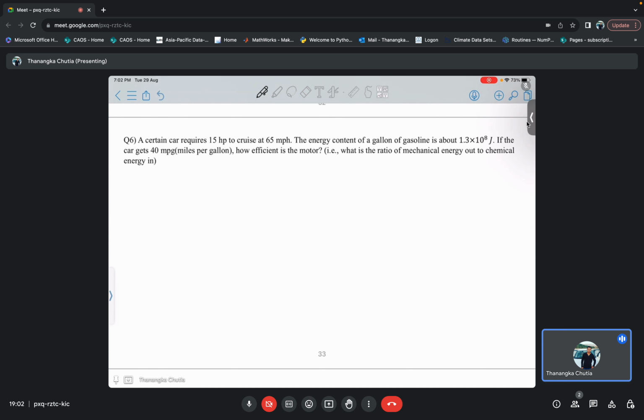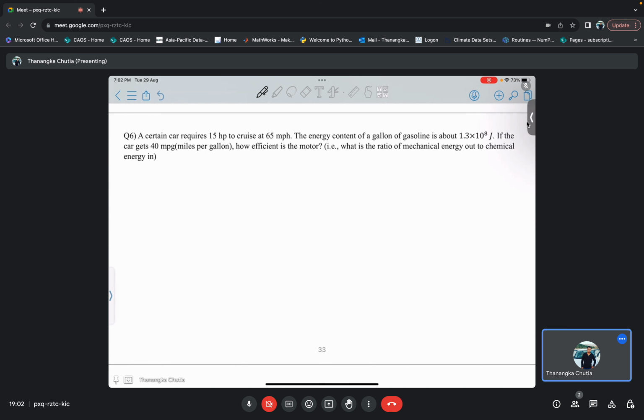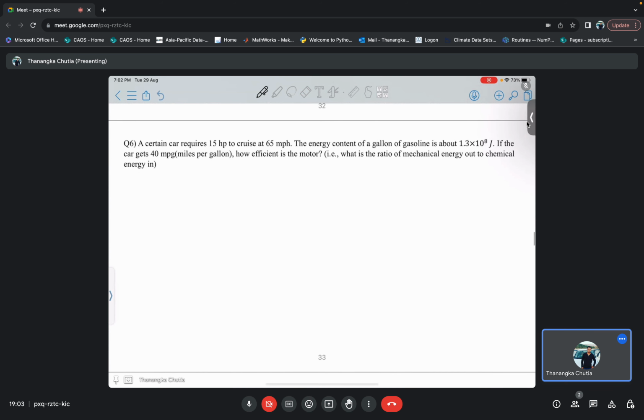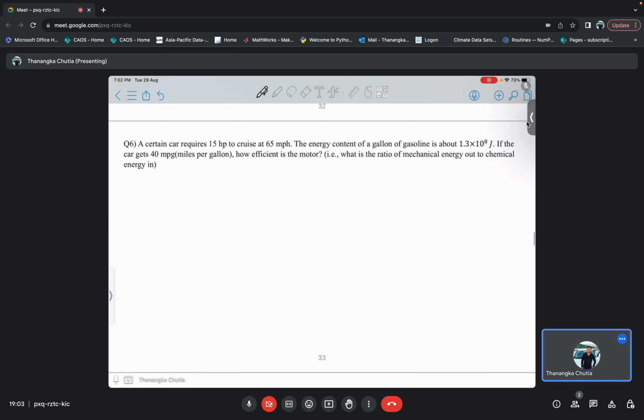Okay, now next question is, a certain car requires 15 horsepower to cruise at 65 miles per hour. So that means in order to attain a speed of 65 miles per hour, the car requires 15 horsepower. The power required by the car is 15 horsepower. The energy content of 1 gallon of gasoline is 1.3 into 10 to the power 8 joule.